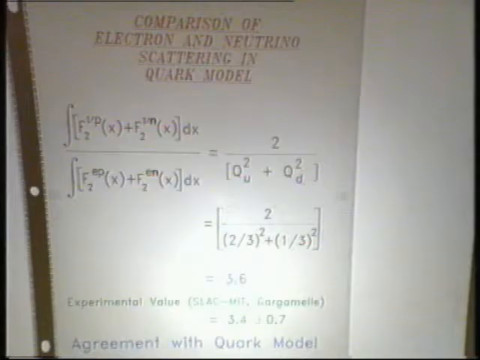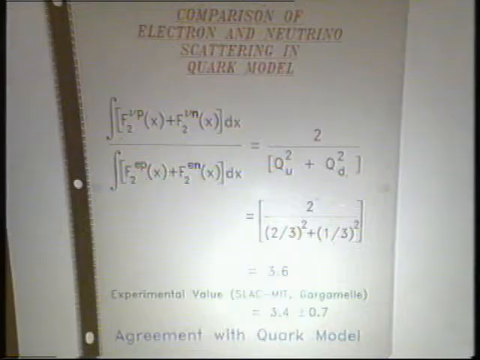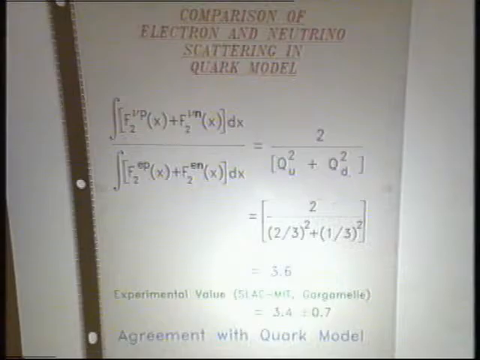Now, if you look at the ratio of the sum of the structure functions for neutrino scattering and electron scattering, again, because of the fact that the target, the quark part, cancels out except for the coupling constants, that ratio is just given by a very simple expression, and it's equal to 3.6. This was ignoring any possible effects of the strange sea. And it turns out we know now that the strange sea had only a very, very small correction to this ratio. Now, this turned out to be 3.6.